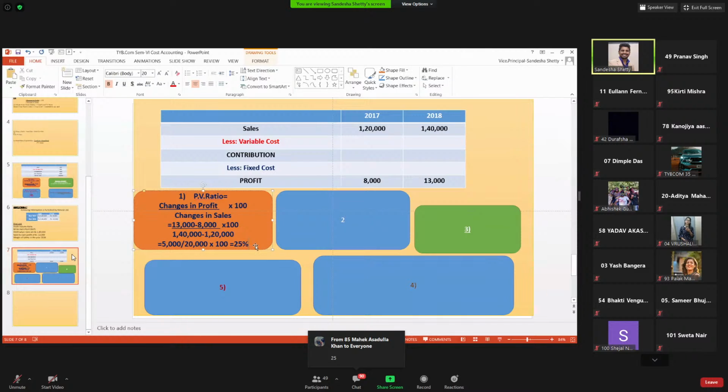Is it clear, students? 25% is clear to everyone? Yes. Now, please remember, taking 25% as the PV ratio, we can do wonders. Taking 25%, we can go for other calculations.